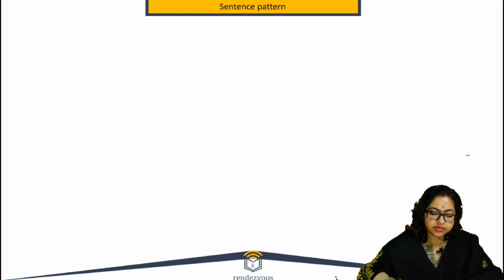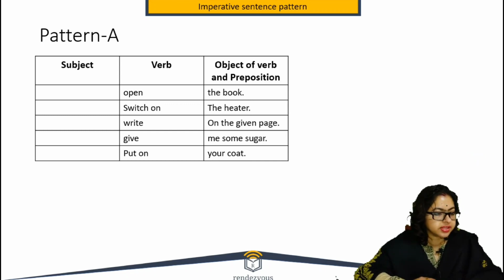Now for today, what I have first is imperative sentence pattern. If you have already watched my session on assertive sentence pattern, you already know that assertive sentences follow the SVO structure, the subject verb object structure. But for imperative sentences, we shall notice a shift from there. So please have a look.